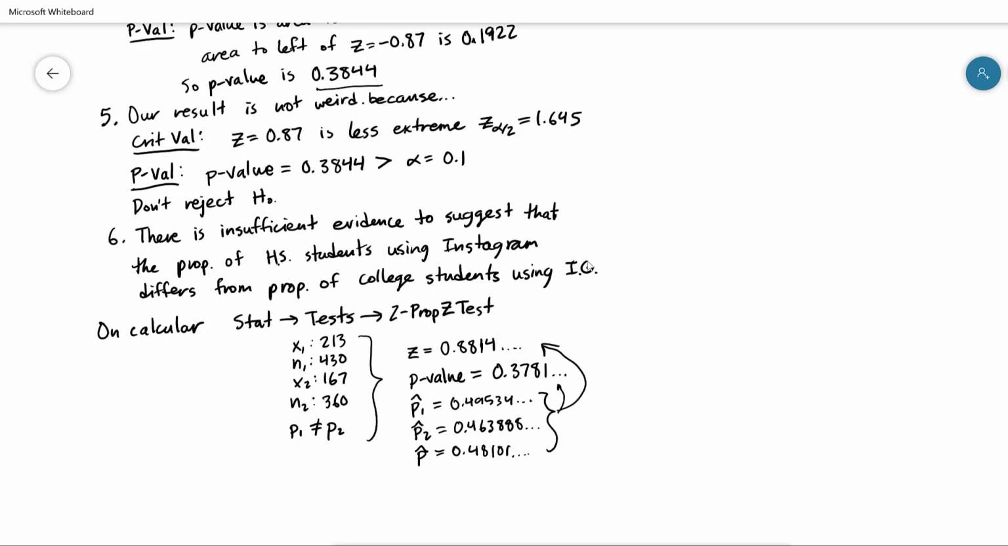So again, you can use this. It will give us these two pieces, which are basically the results of step 3 and step 4. So the calculator always gives us those two steps when we do one of these hypothesis tests. It gives us the value from step 3, and then it gives us the p-value from step 4. We still need to have the other parts done all by ourselves.